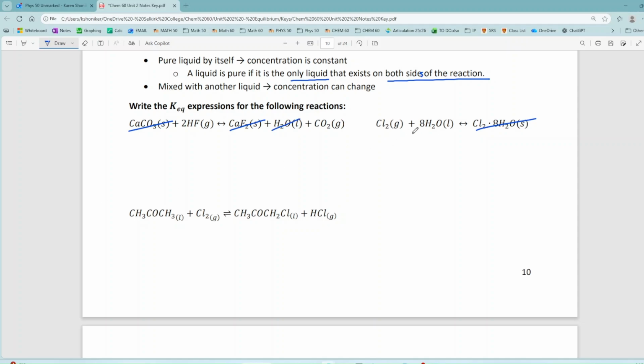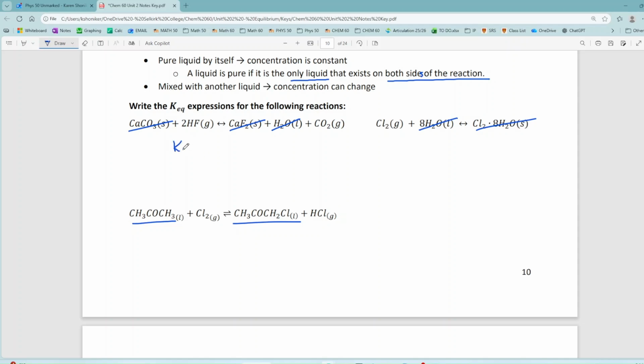Same thing in this equation. We had a solid on the right-hand side. On the left, we have a gas and a liquid. So this liquid is a pure liquid, and we would not include it. On this last example, we have a liquid on the left and a gas, and then we have a liquid on the right and a gas. Should we include these liquids? Yes, because they are not pure, because they're not existing on only one side of the equation, which means there'd be a mix of these two, and then as the reaction is progressing, you're going to have a change in their concentration. So what's left?